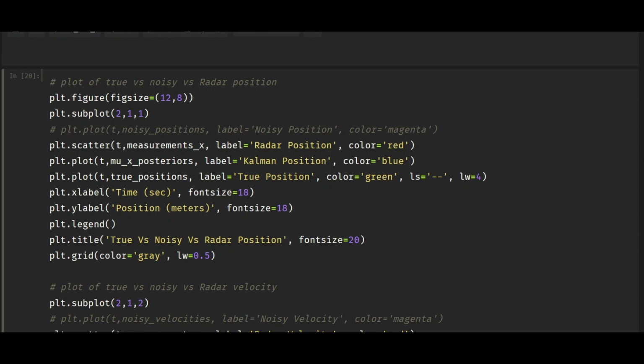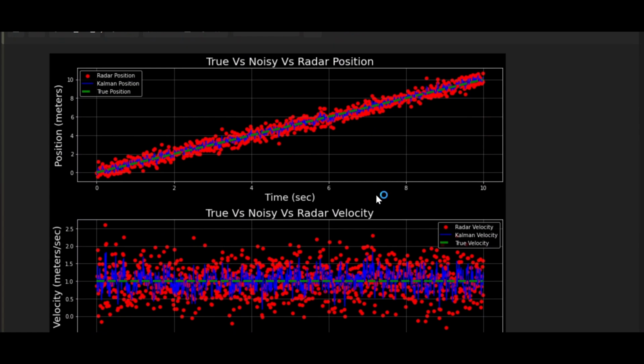The first plot shows the Kalman filter estimates of the car's position, this blue line. This is the output of the Kalman filter. And as you can see, in spite of having very, very poor, very noisy radar measurements, the Kalman filter has been able to show quite a bit of reasonable performance. The filter has been able to track this green line, which is the true position of the car.